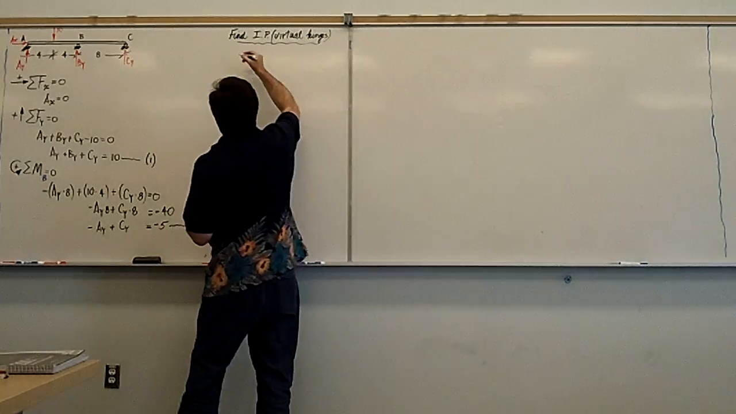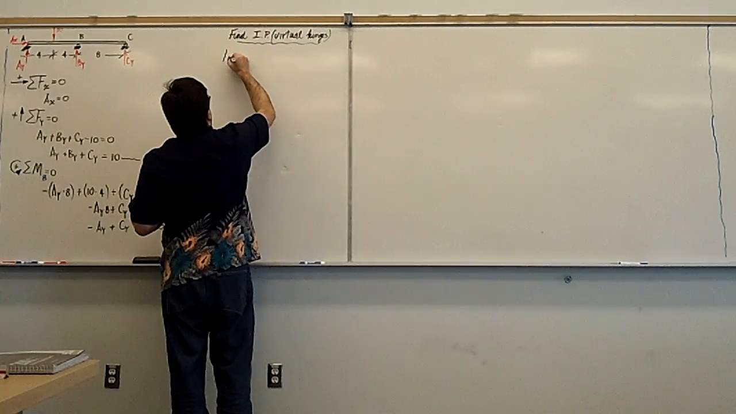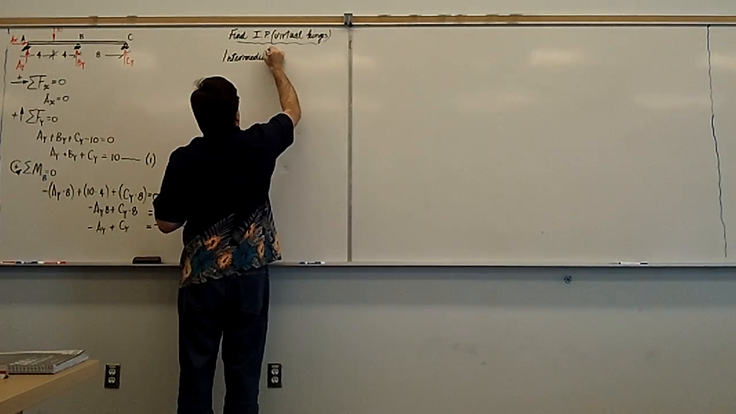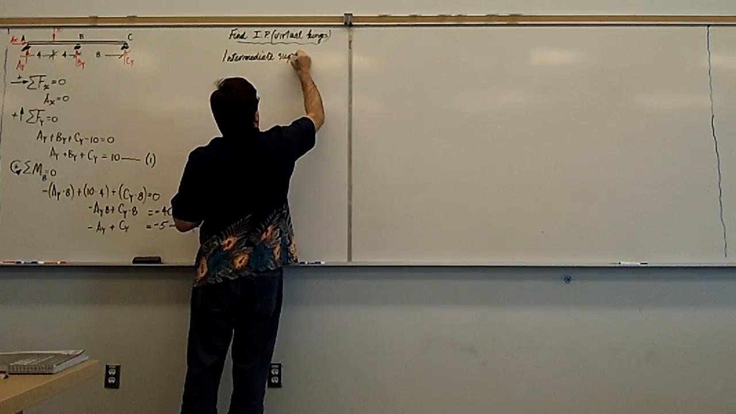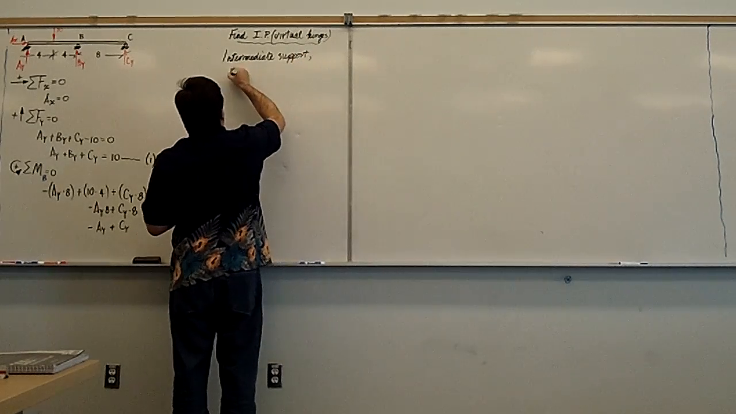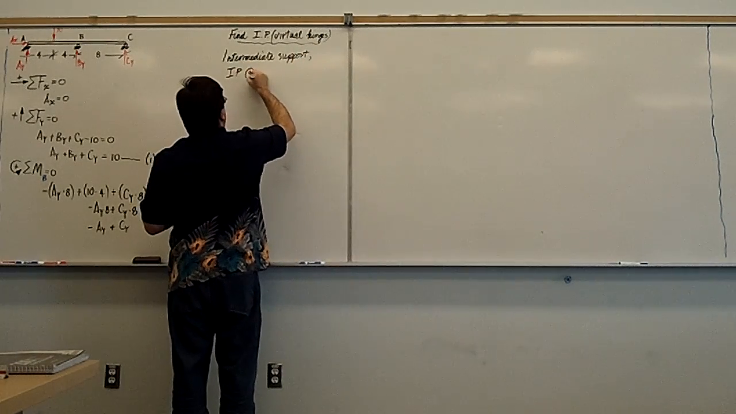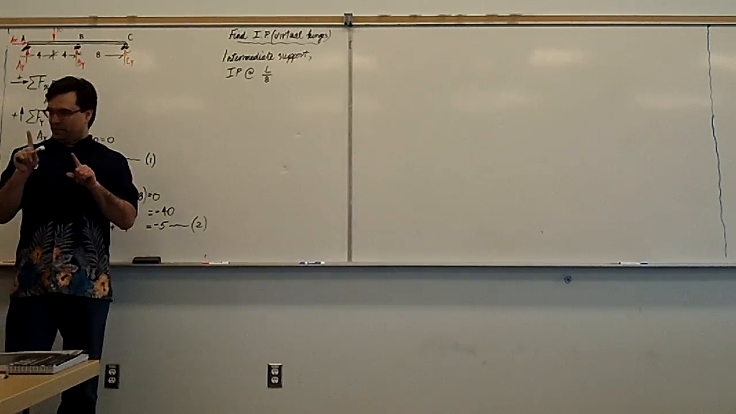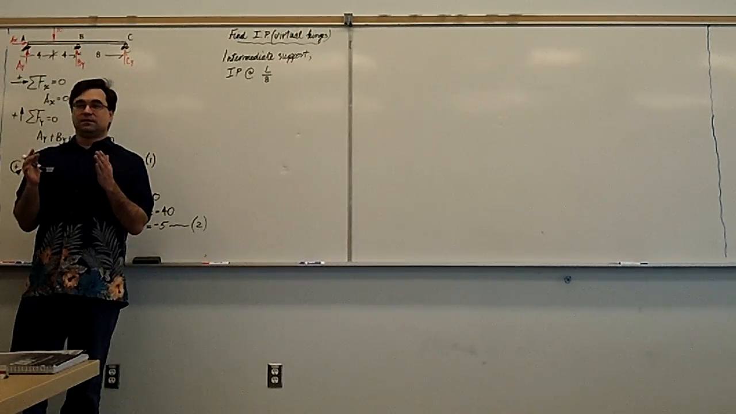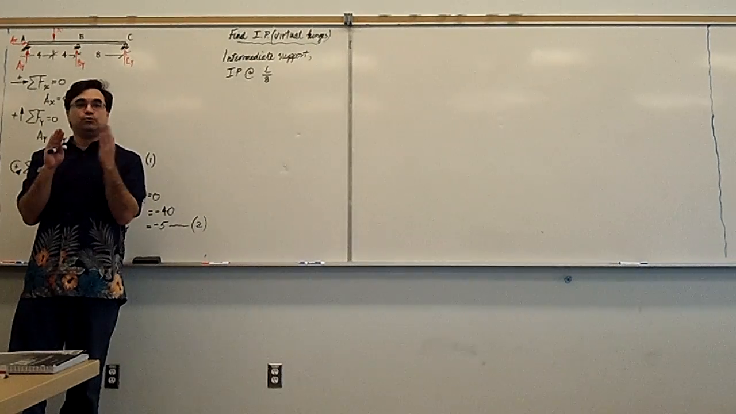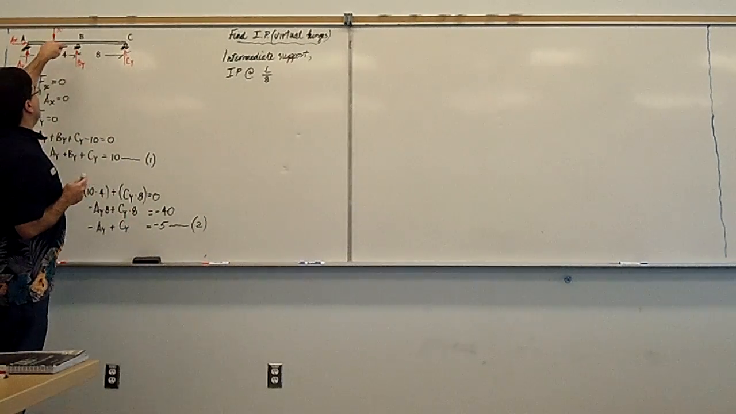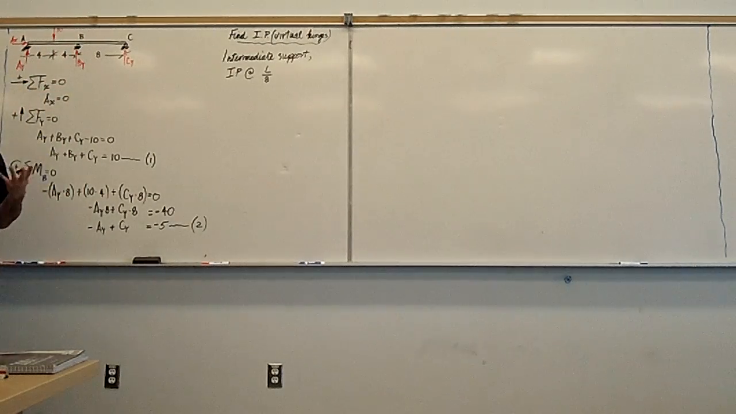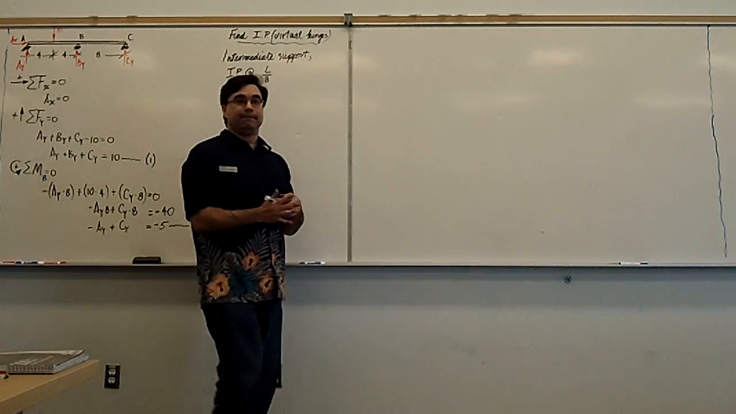8. So for an intermediate support, the inflection point is at L over 8. Now the thing about an intermediate support is this. By definition, it has 2 sides. So it could be L over 8 on this side, or it could be L over 8 on this side, or both. How do we pick the correct side?